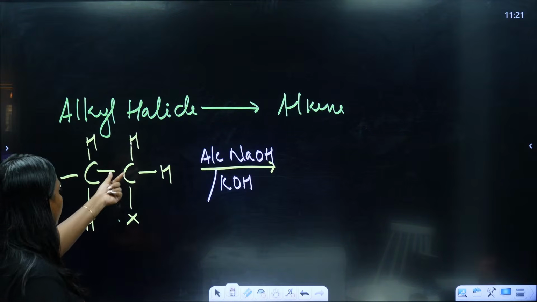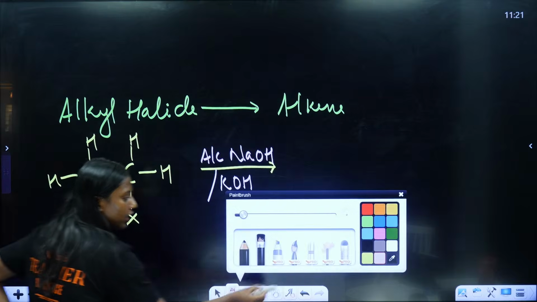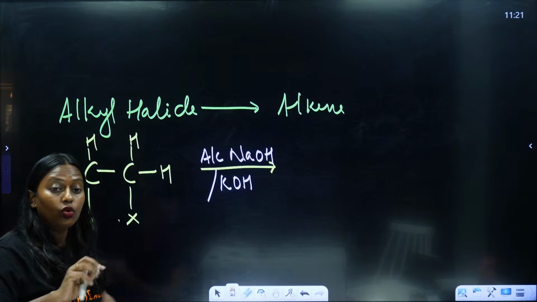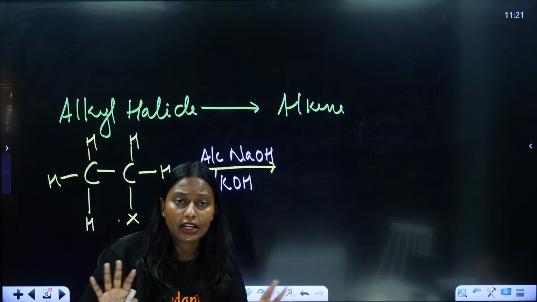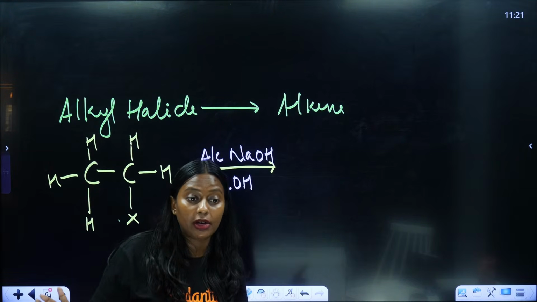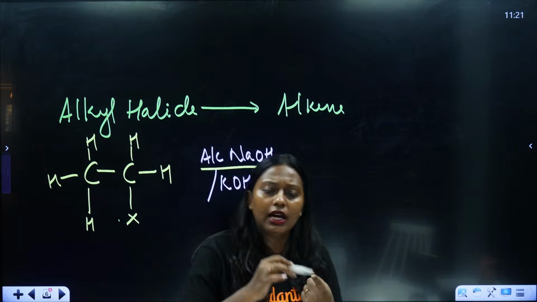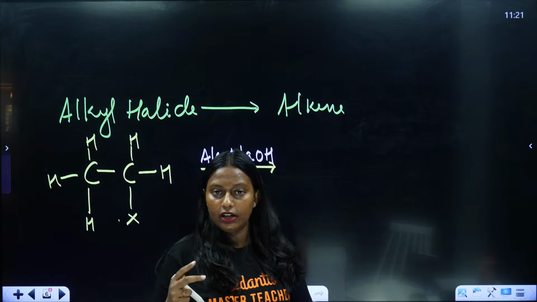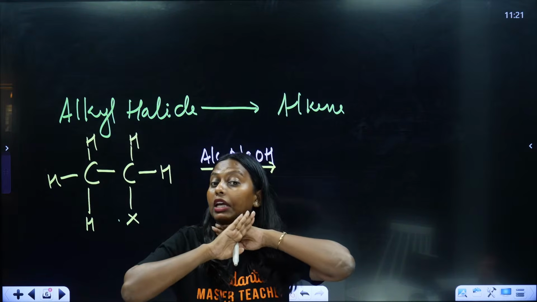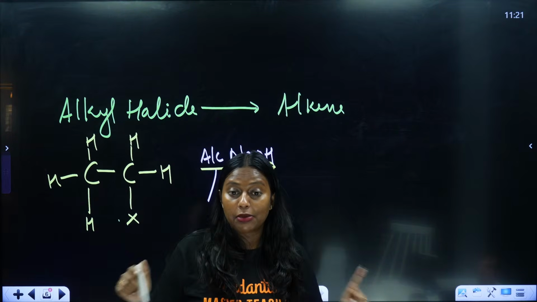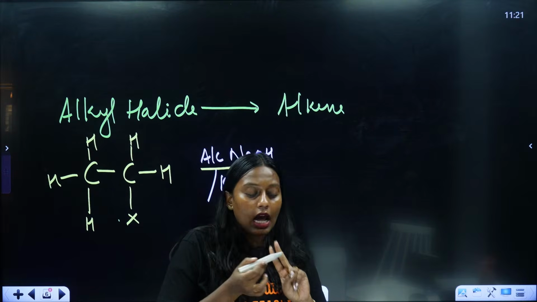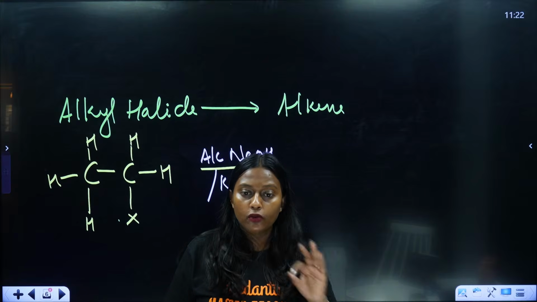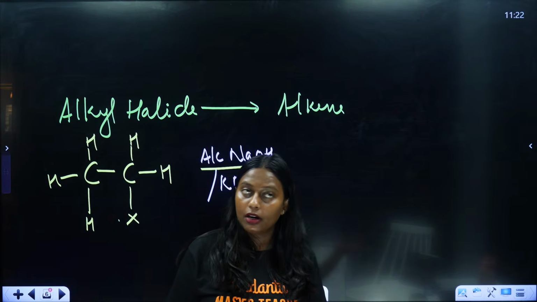So the halogen has to go from here. What happens here? There is no intermediate formation. Intermediates, as we know, are carbocation, carbanion and carbon free radicals. So no intermediate forms here. That means there is no formation of carbocation, carbanion or carbon free radical.